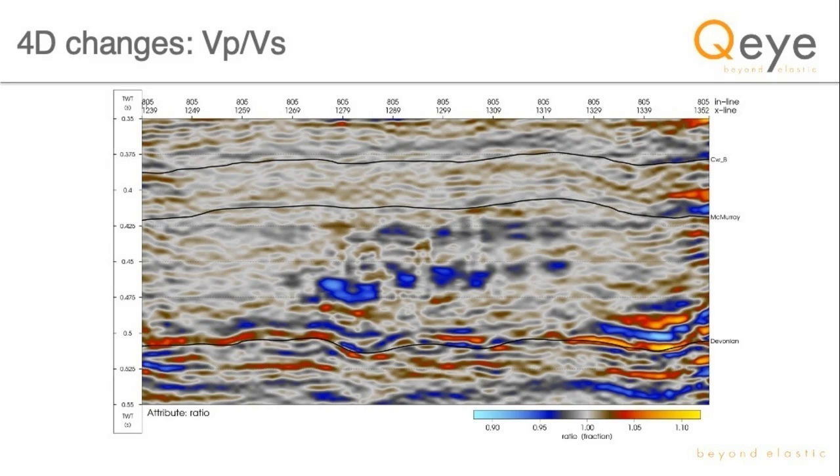What we expect for when you inject steam and what happens to oil is that for the steam, the VPVS will actually drop. And for the bitumen, when it starts flowing, the VPVS will actually increase. So maybe that's some of the smaller red areas that you see below the blue areas. That is really the hydrocarbons or the oil that's starting to flow.